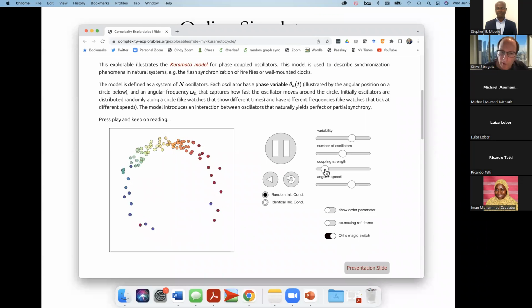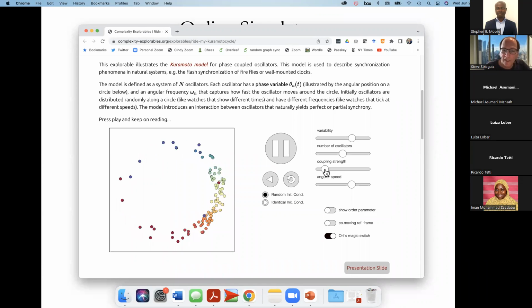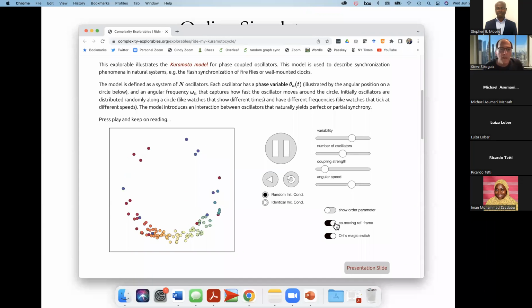We can see this more clearly if we go into a co-rotating frame that's rotating with the frequency of the main pack. So I have this button, which lets me go into that moving reference frame. What I just did by going into that frame is I froze the pack. We're now moving at the frequency of this group of orange and yellow and green oscillators, and they look frozen. But the blue and the red, which are at the tails of the frequency distribution, notice that they are not frozen. They're continuing to move.